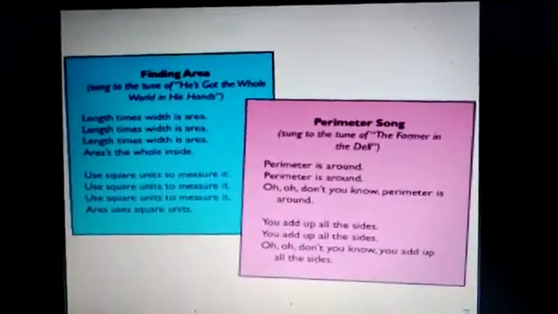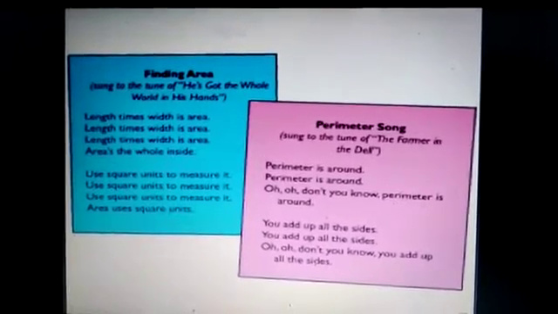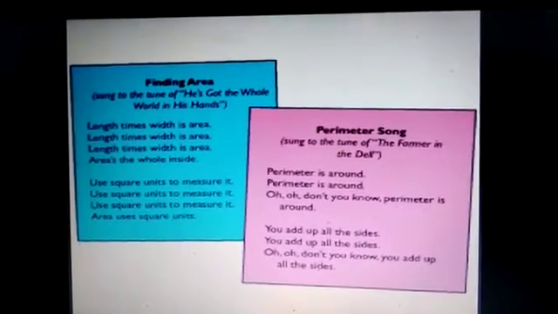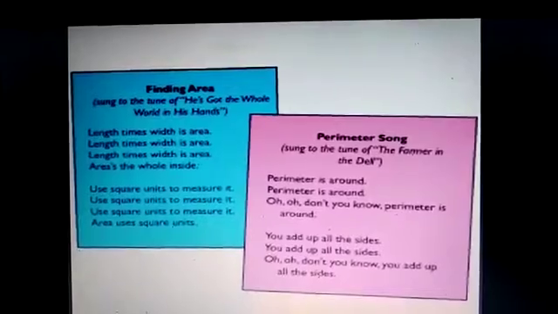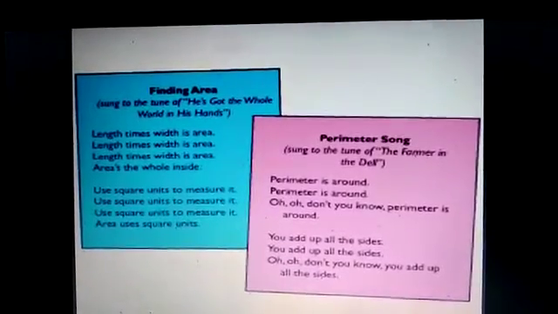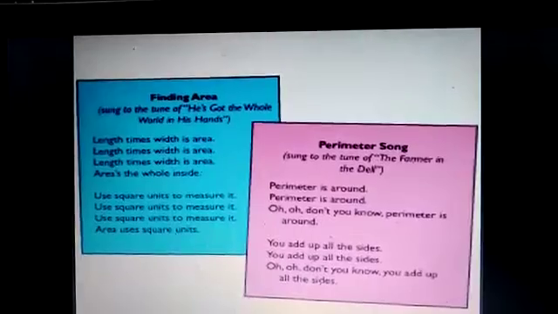Look here, grade 3. This is the comparison between the area and the perimeter. Area, length times width is area. Length times width is area. Length times width is area. Areas the whole inside. Use square units to measure it. Use square units to measure it. Use square units to measure it.